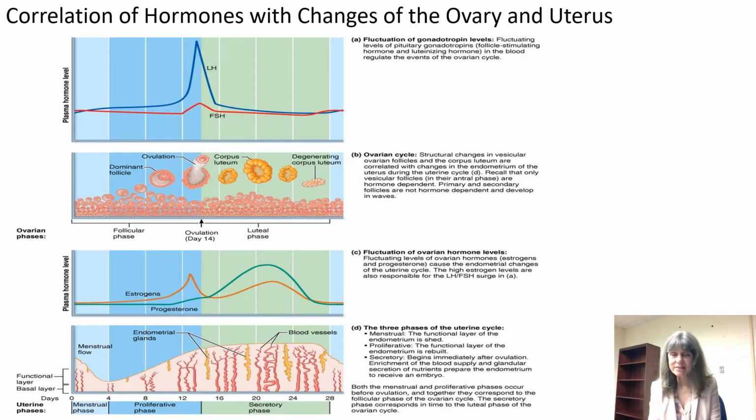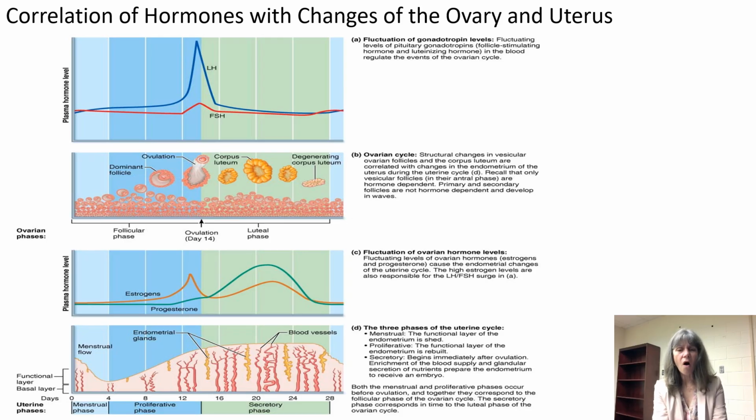In this slide, we can see the correlation of hormones that is going to accompany the changes that occur with the ovaries as well as the uterus. And you can see in the third chart down, there's a real big spike of estrogen. And that spike in estrogen correlates and is responsible for that surge in luteinizing hormone and follicle stimulating hormone, which is going to stimulate ovulation to occur.